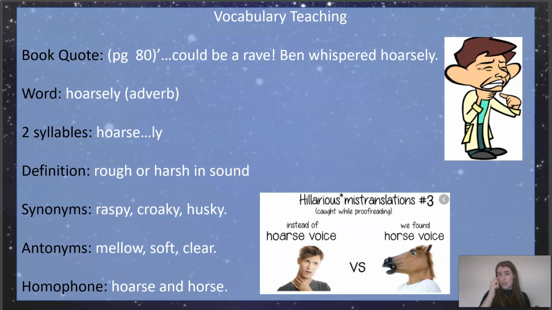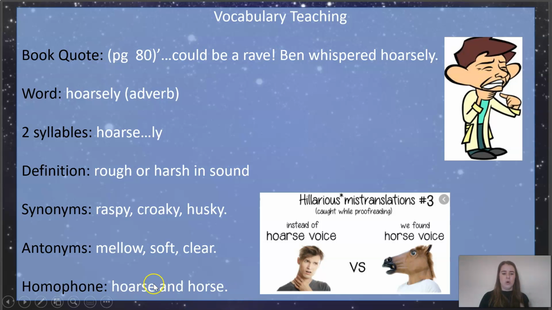Now, one of the interesting things about our word hoarsely here, it's actually a homophone. Now, I think we're looking at a homophone in one of our spelling lessons. I think it's our spelling lesson this week, actually. Let me double check. Is it our spelling lesson this week? It is our spelling lesson this week. So we're going to be looking at homophones. So you might have a little inkling here of what a homophone is.